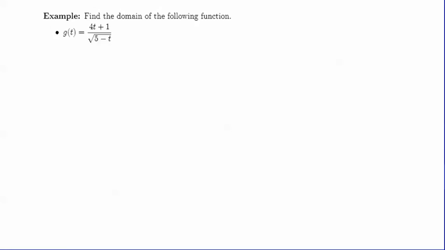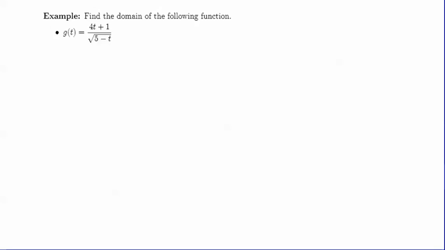In this problem, we're going to find the domain of the function g, defined by g of t equal to the quantity 4t plus 1 divided by the square root of the quantity 5 minus t. And again, as we look at finding the domain of a function algebraically, we're looking for two things. We're looking for division by 0, and we're looking for the square root of a negative number. Any input values that would cause either of those to happen cannot be part of our domain.